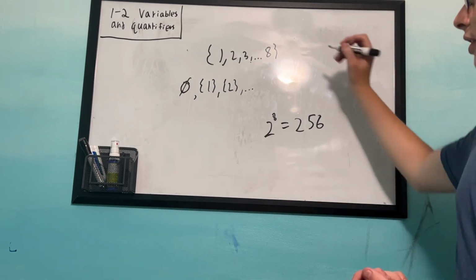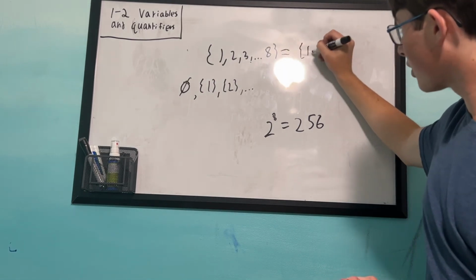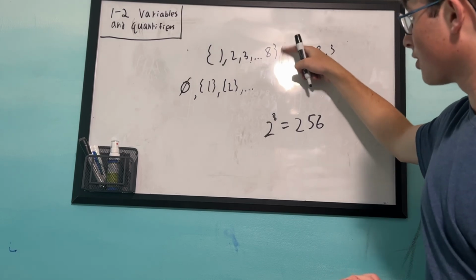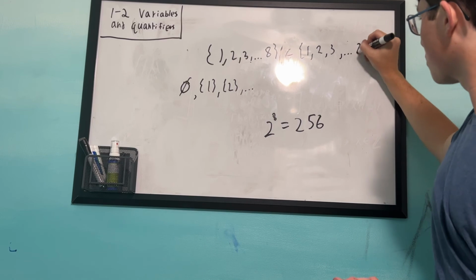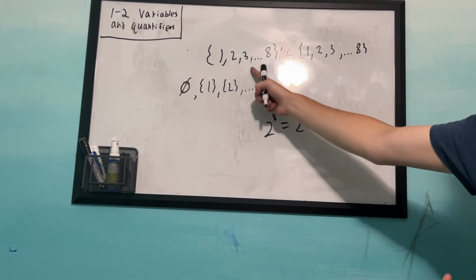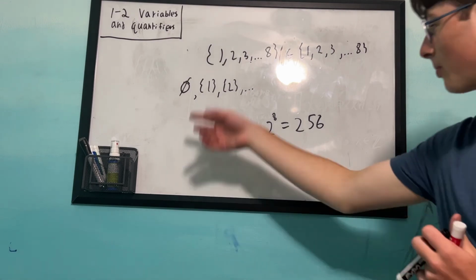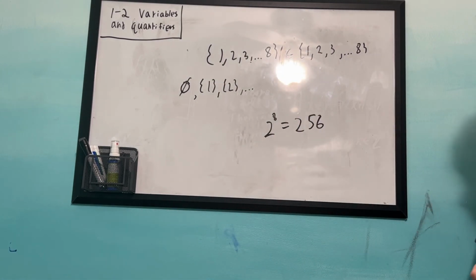That includes the empty set and the improper subset, which, as a reminder, would just be basically saying the same thing over again. This is the improper subset of this because they're the same exact thing. But when you include the empty set and the improper subset, you hit 256 sets.